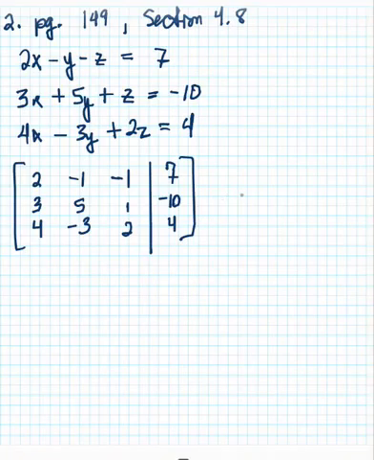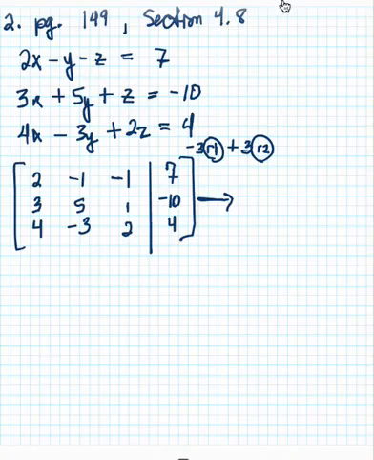Cameron said the first thing he did was take -3 times row 1, and add that to row 2 times 2. So Cameron, you did this, row 2 times 2, like that. Okay? So now what did we get when we do that?